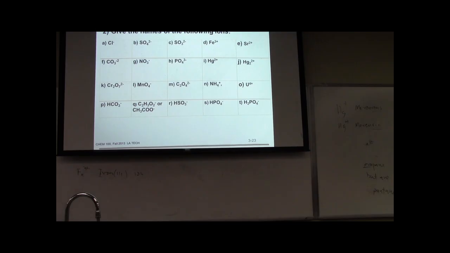Dihydrogen phosphate, all right? Phosphate is 3 negative. When you have 2 hydrogens, which are plus each, it neutralizes. All right.